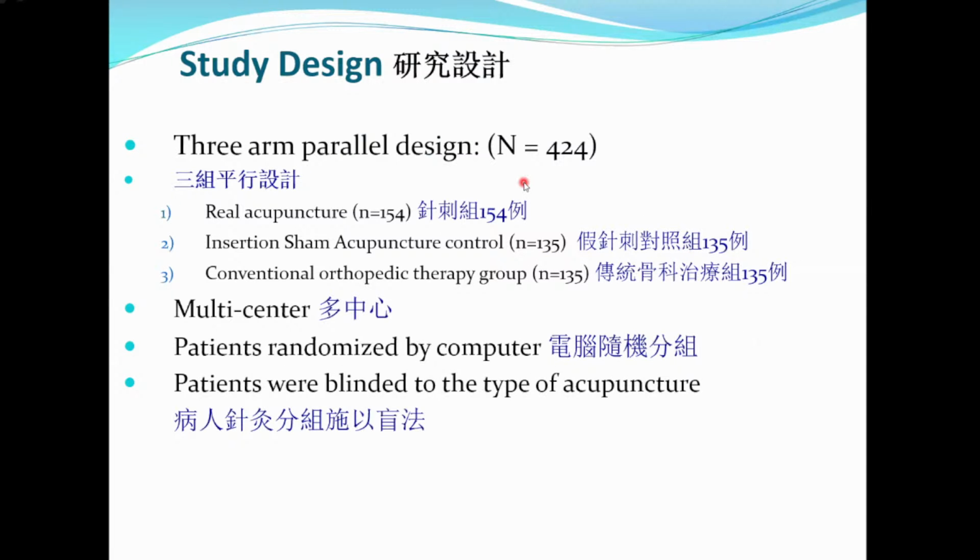The study divided the patients into 3 groups. One, the real acupuncture group, 154 patients; sham acupuncture, 135 patients; and conventional orthopedic therapy, where they give lots of treatment. I will show you later. This is a multi-centered clinical trial, randomized by computer, and patients were blinded to the treatment assignment.